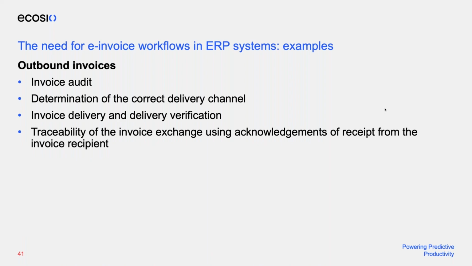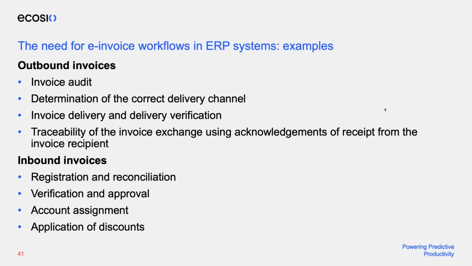You need to determine the correct delivery channel. So it's no longer snail mail and paper. Obviously, it could be email or Peppol or any other transmission protocol. Then invoice delivery and delivery verification has to take place. And you need a traceability of the invoice exchange using, for instance, acknowledgements of receipt from the invoice recipient. In regard to inbound invoices, you need to register inbound invoices and reconcile them, for instance.